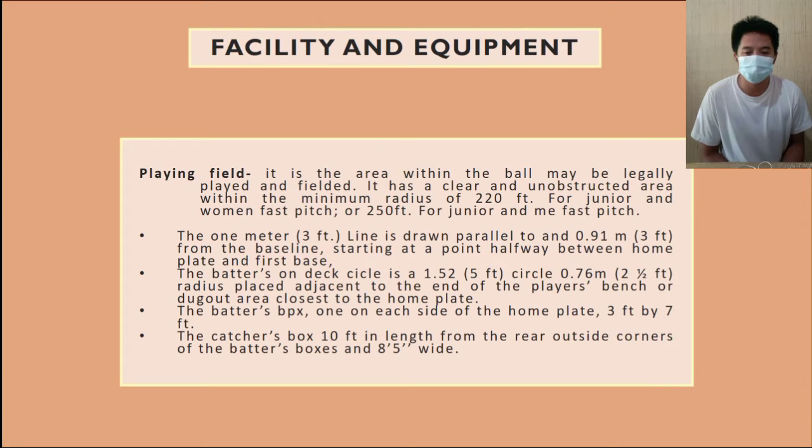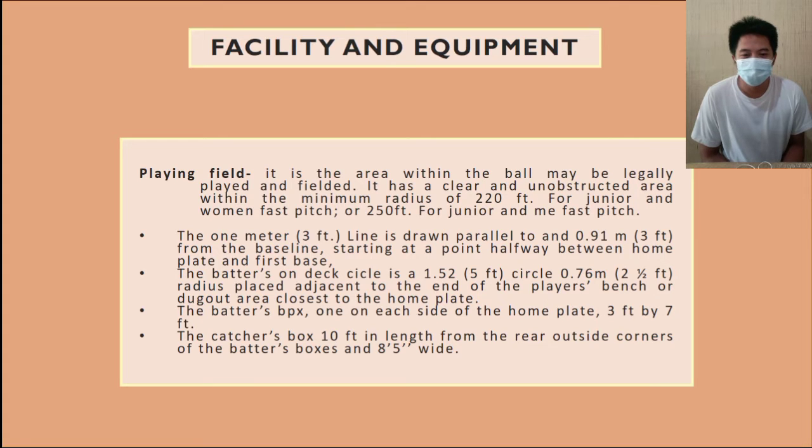Facility and equipment. Playing field. It is the area within which the ball may be legally played and fielded. It has a clear and unobstructed area within the minimum radius of 220 feet for junior and women fast pitch, or 250 feet for junior and male fast pitch.